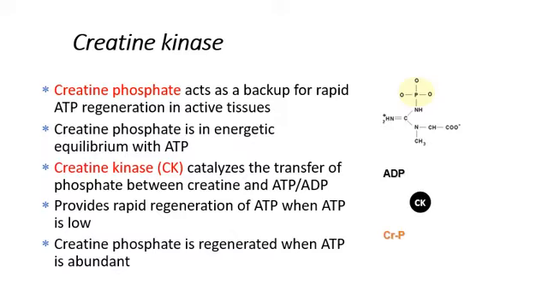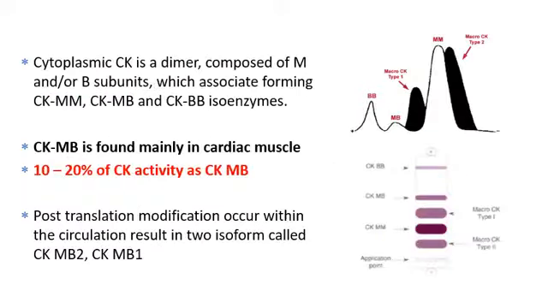But we are not interested in total CK. What we are looking for is its isoenzyme. As you know, CK consists of 2 parts, a dimer, M and B. What is interesting is the CK-MB part. CK-MB is found mainly in the cardiac muscle, and it represents around 10 to 20% of total CK activity.